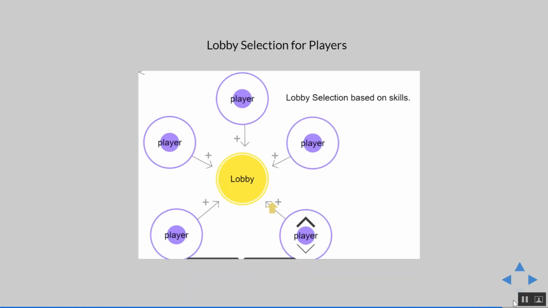Now, lobby selection is a place wherein all the players of a similar skill set are grouped together so that they can be provided with a similar set of questions. And the lobby is what coordinates the synchronization of updates done by a player to all other players in the lobby.